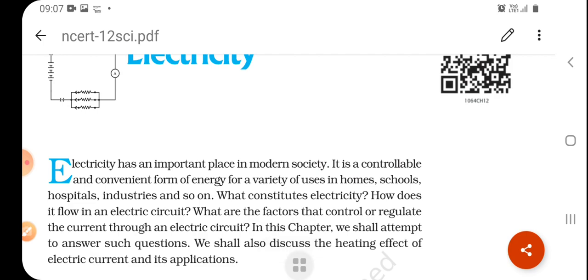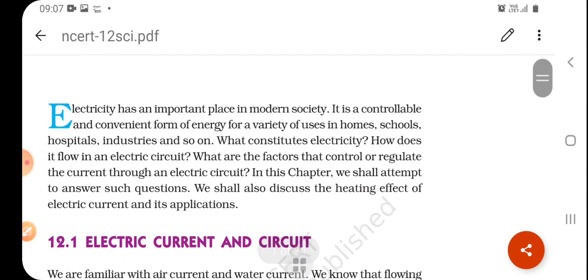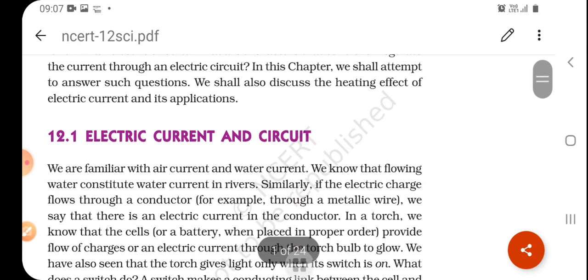Electricity has an important role in modern society. Without electricity it is impossible for us to work today. It is a controllable and convenient form of energy for a variety of uses in homes, schools, hospitals, industries, and so on. It has a wide variety of uses. So what is electricity made up of? What is it actually, and how does an electric circuit flow? How an electric circuit works, we are going to study in this chapter.